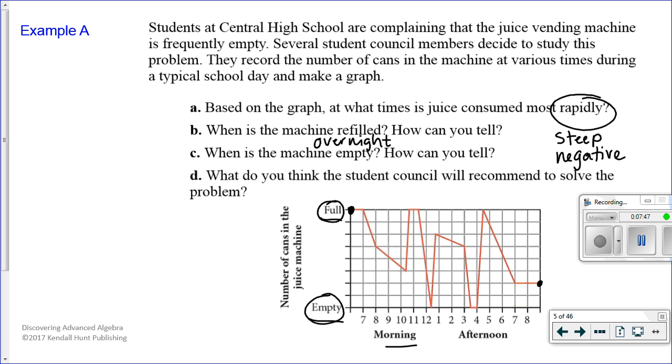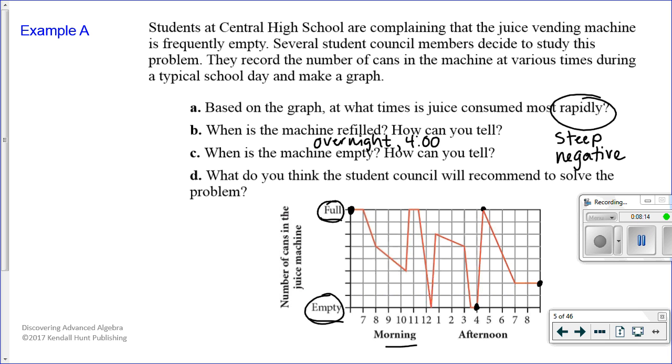Are there other times when it goes from empty to full? It looks like from empty here to full up here, at about 4 o'clock. We could say that's probably at the end of the day when all the students leave, it's refilled again. Or when a lot of the students leave, maybe it's refilled again. Some stay and consume more cans. But it's refilled again at 4 o'clock at the end of the school day.